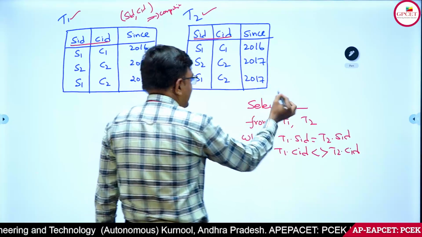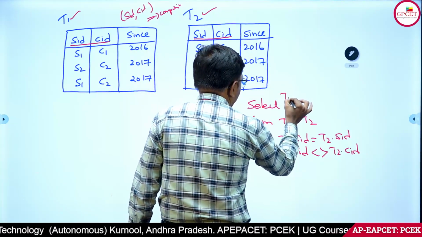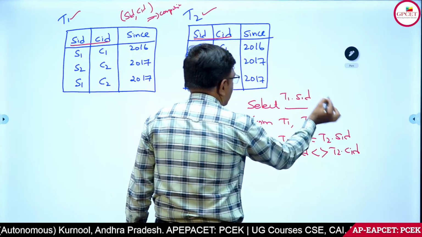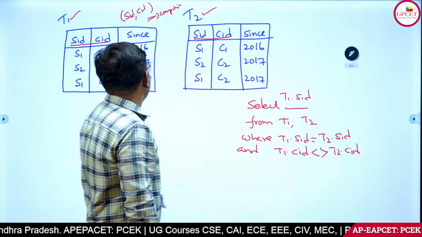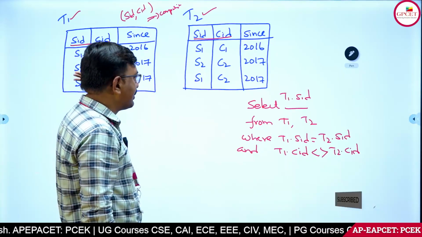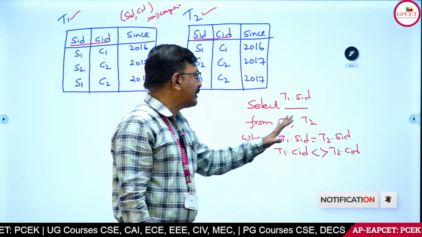But what is here? Select, and what is here? T1.SID or T2.SID, whatever it may be. T1 means table 1. We find the SID from T1, T2. What is from T1, T2?